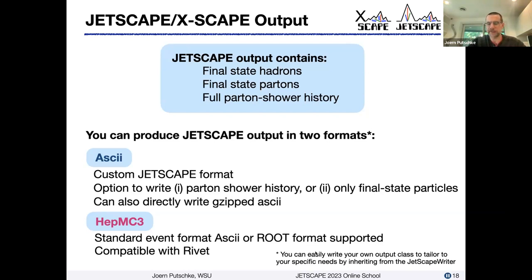However, as I already said and alluded to in one of the questions, you can easily write your own output class to tailor your specific needs by inheriting from the JETSCAPE writer. And you can then pick and choose or add new information you want to write out, which is not supported by default. And I will pause here for a little bit to see if there are some questions concerning output.